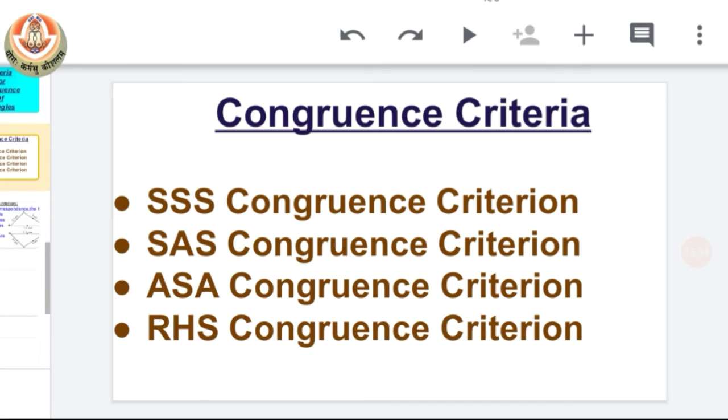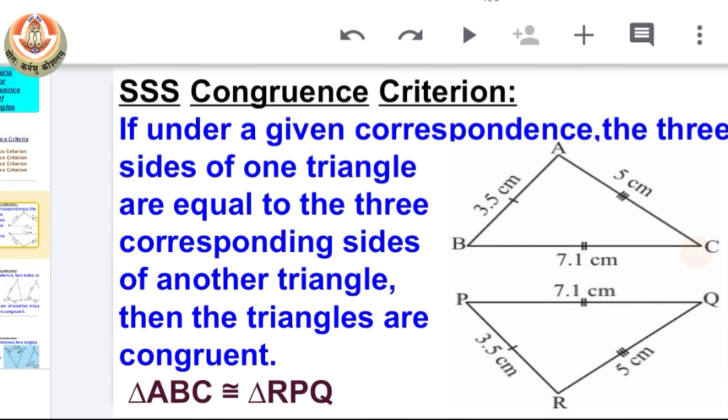Now let's learn one by one about these criteria. The first one is the SSS congruence criterion.